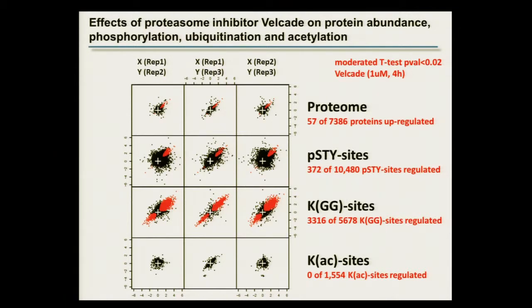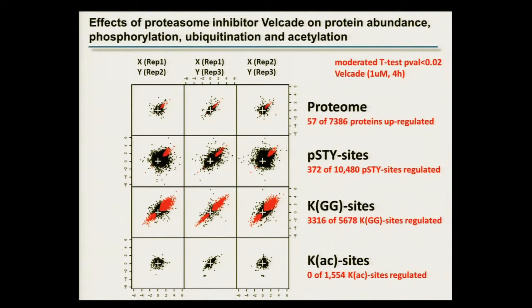So in this scatter plot, we performed 3 different replicates. You can see replicate 1 and 2, 1 and 3, and 2 and 3 plotted against each other. And as Namrata has shown you already on the proteome level, we only saw small changes. 57 proteins were regulated out of 7,000. But if you look at the KGG sites, at protein ubiquitination, you can see that strong effects are induced by proteasomal inhibition, as it is expected. And surprisingly, we see also effects on phosphorylation level that are reproducible across 3 replicates. On lysine acetylation level, we don't see any differences in that study.